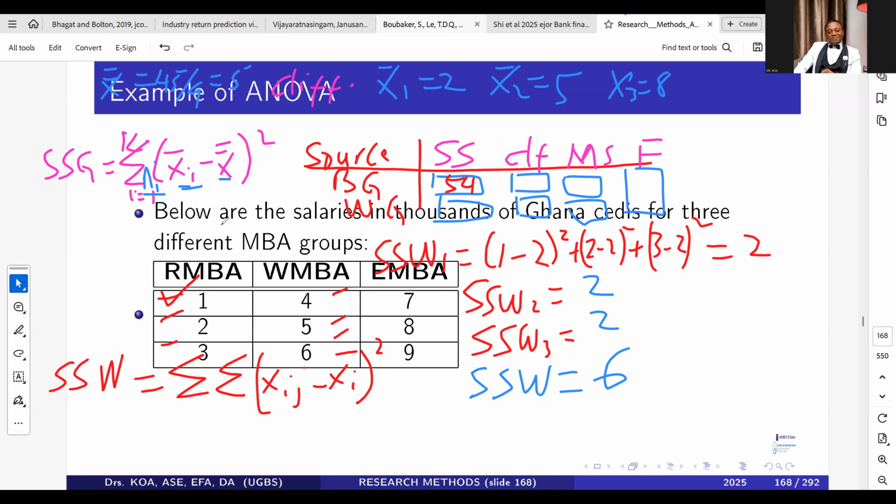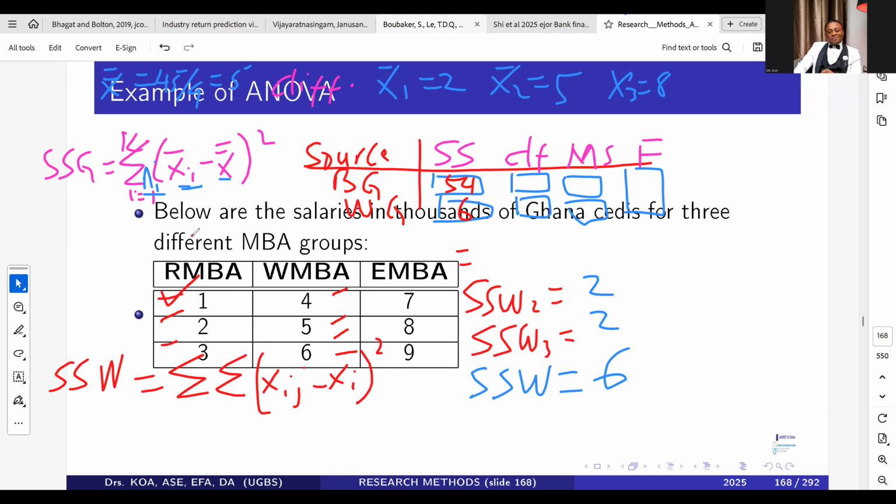That's it. So we are now ready to write our second number in the box up here. So in the box up there, we can conclude without a shadow of a doubt that the SSW is equal to 6. In fact, the most difficult one is the one we just did. Everything else is easy. The SSW is the most difficult of all.